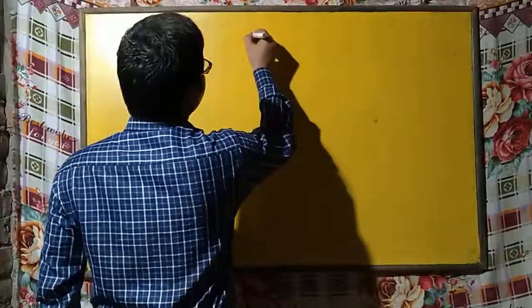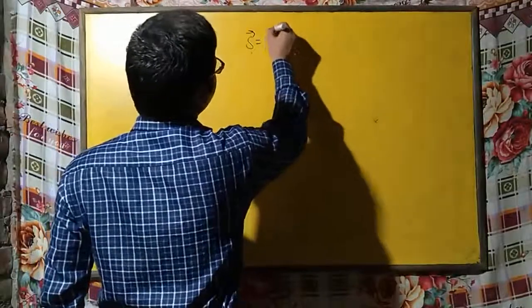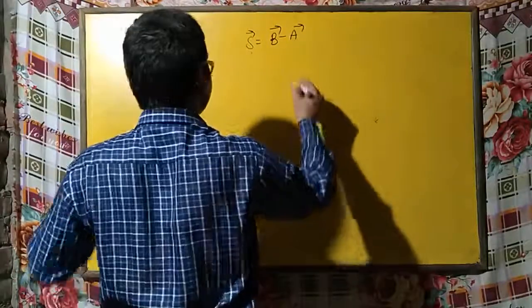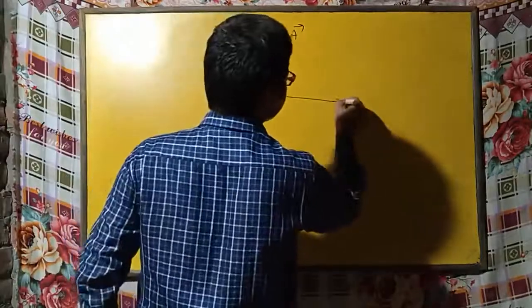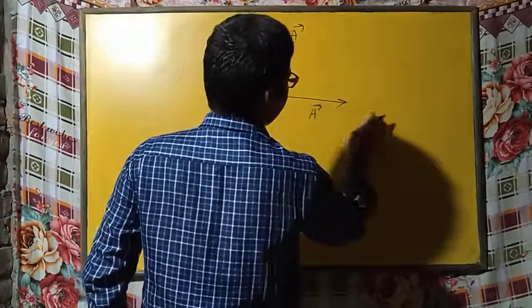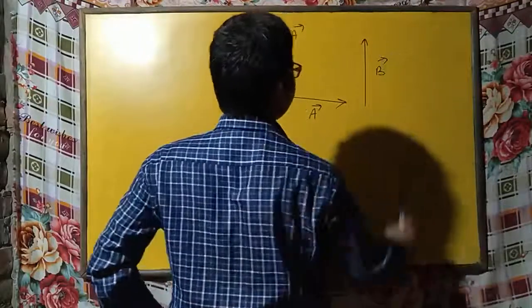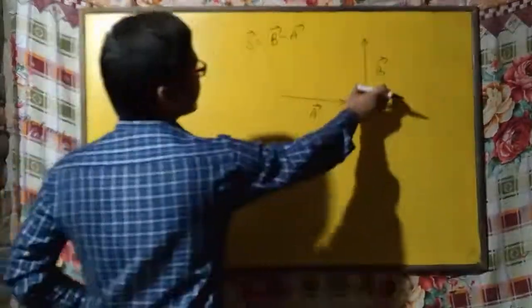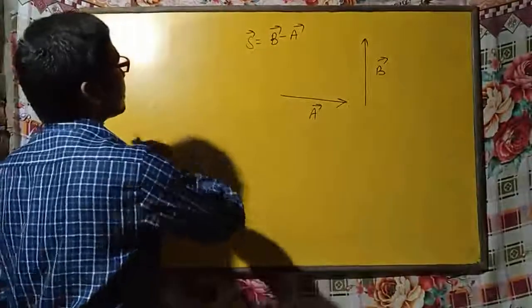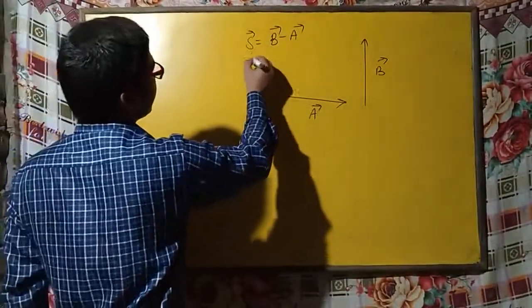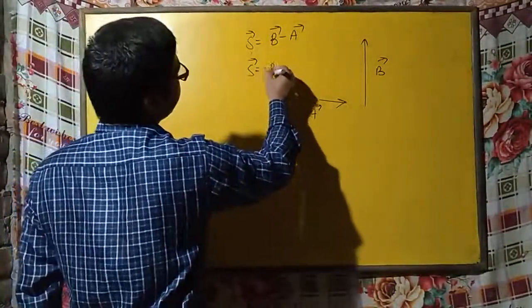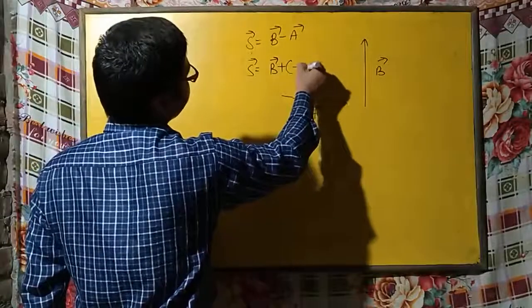So we want to find out s is equal to b minus a. This is the vector a, and b is given like this. Now you can write s is equal to b plus minus a.